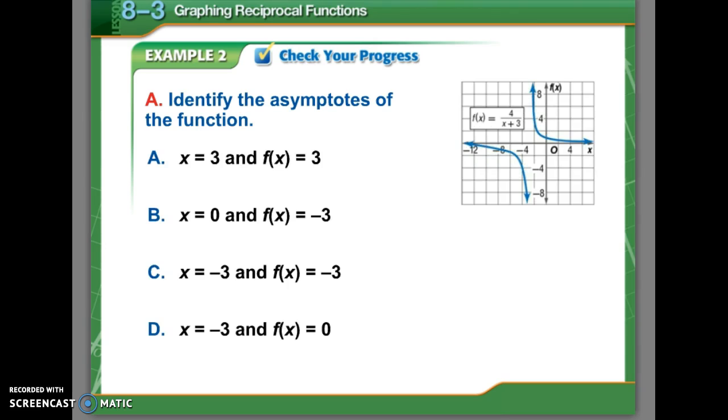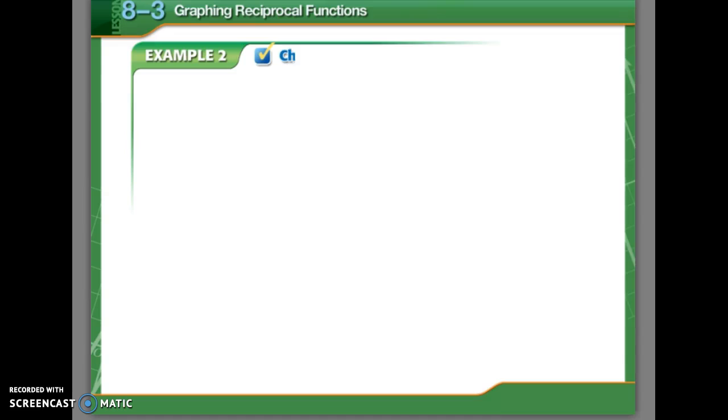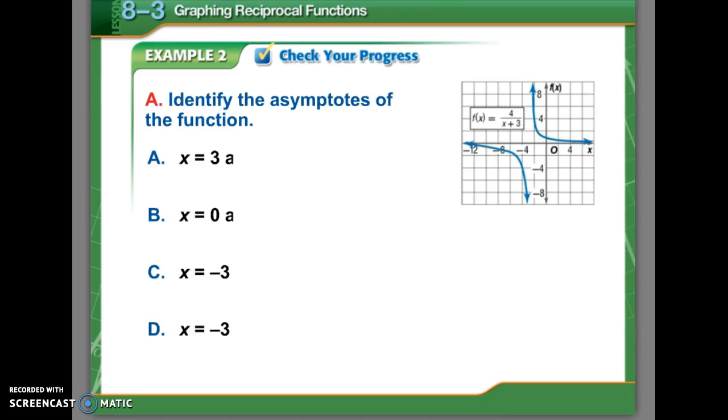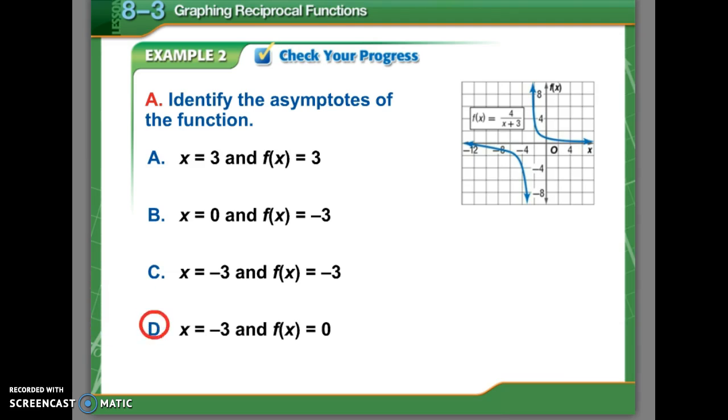All right, check your progress problem. Pause the video as long as you need. When you have your answer, go on to the next screen. Here, our answer this time is choice D. We have a vertical asymptote at x equals -3 and a horizontal asymptote at f of x, or y equals 0.